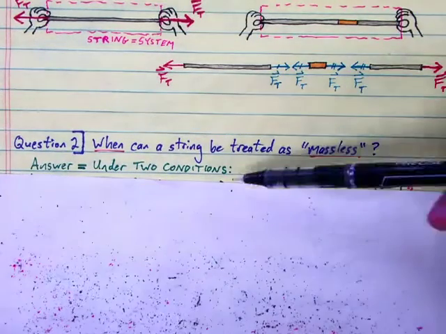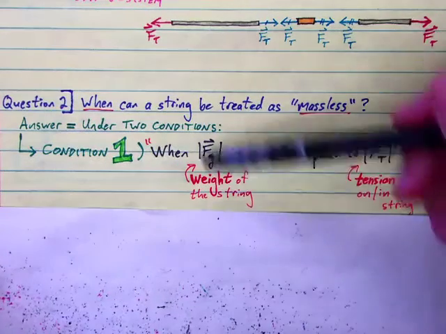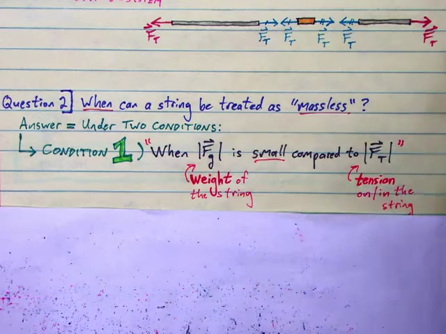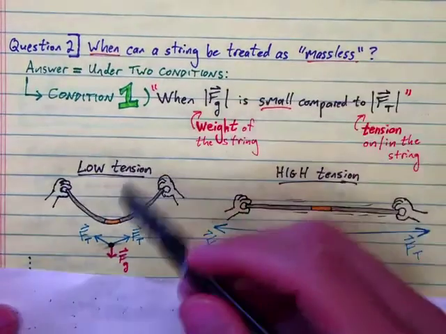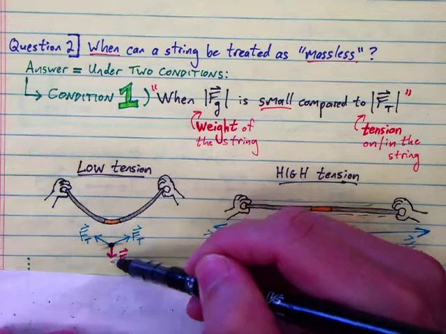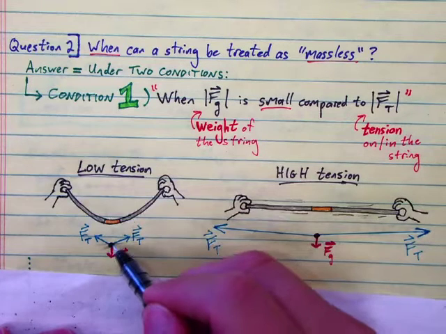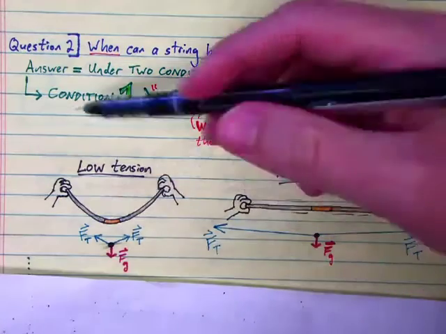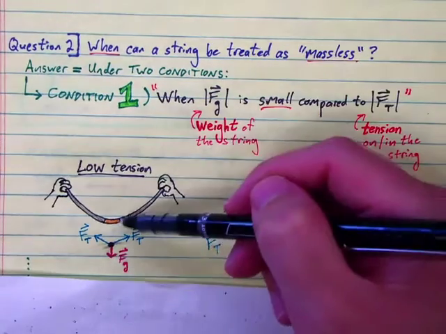There are 2 conditions. If we meet either one, we can use this massless string approximation. Condition 1, when the weight of the string is small compared to the tension on or in the string. So this string is under low tension here, the way it's hanging. If we do a free body diagram for this little segment here at the bottom, here's its weight. We know that this segment has mass, so it has a weight, a force of gravity on it. And if that weight is not small compared to the tensions pulling on either end of it, those internal tensions there, then this string cannot be treated using the massless string approximation. Here its weight is important.